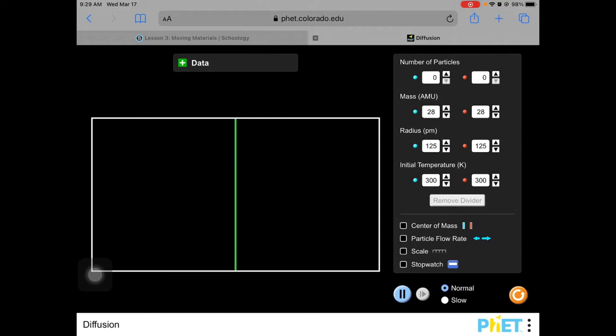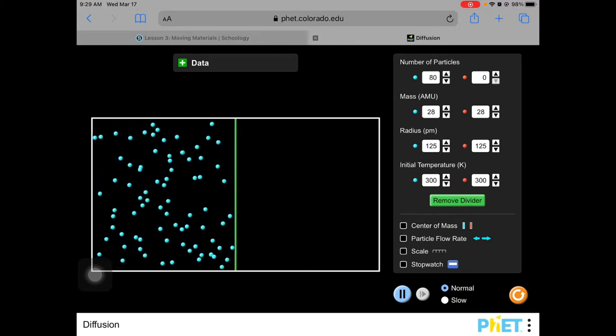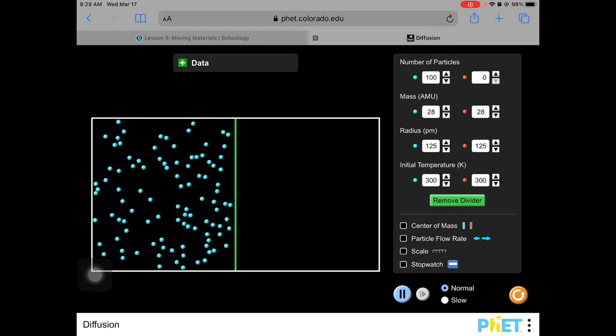This video is to show you what to do with Diffusion Interactive. First, we're just going to look at moving from a high concentration to a low. So I'm going to add blue particles and we'll add 100 of them.